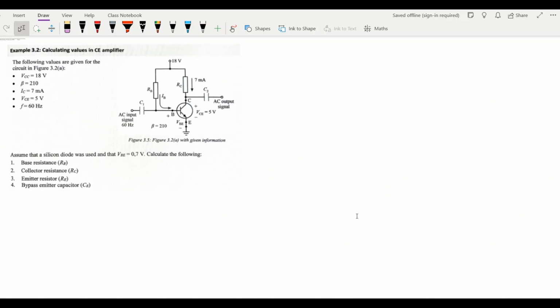Perfect. Now, let us calculate the base resistance. To calculate the base resistance, the first thing that we may need is to calculate our base current. Remember, the equation to calculate your base resistance, RB, would be given by VCC minus VBE divided by IB. This means that we may need to find the value of IB. We do have the value of VCC, we do have the value of VBE, we do not have the value of IB.